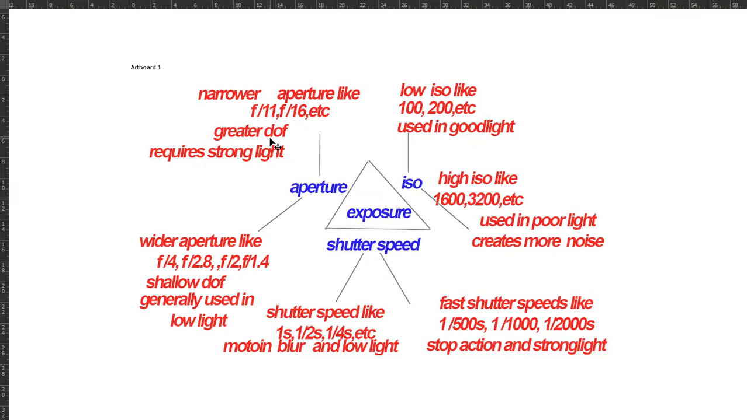Lastly, our third topic is ISO. Again, this is one of the important pillars of the exposure triangle. ISO stands for International Standards Organization. It refers to the sensitivity of the film or the digital sensor. It is also the fake light. Low ISO like 100, 200 and so on are used in good light, whereas high ISO like 1600, 3200 and so on are used in poor light. An important part is that high ISO creates noise.